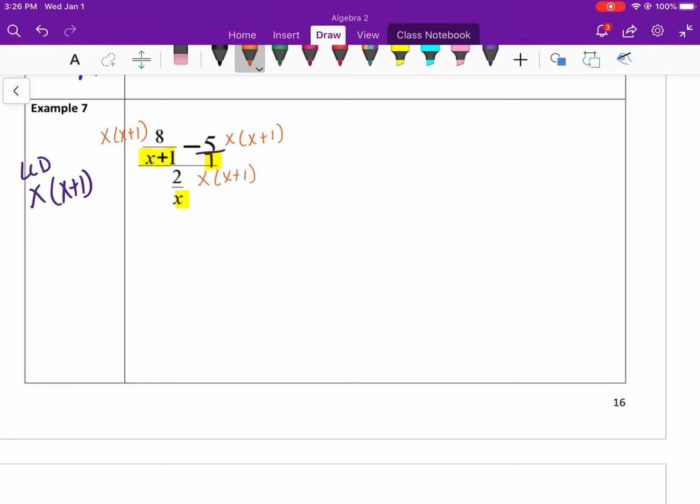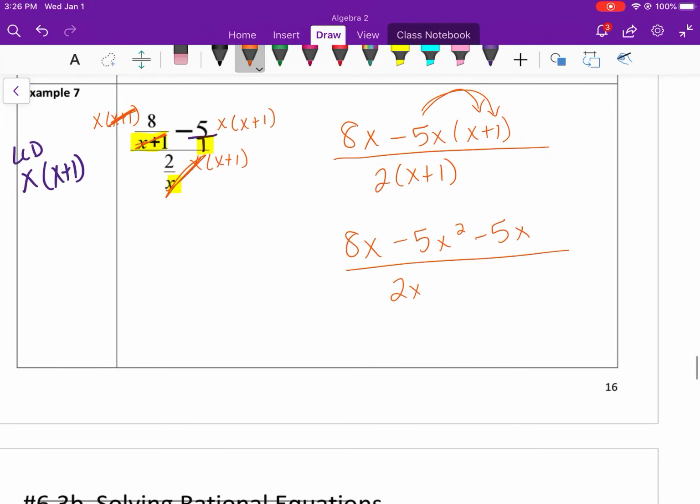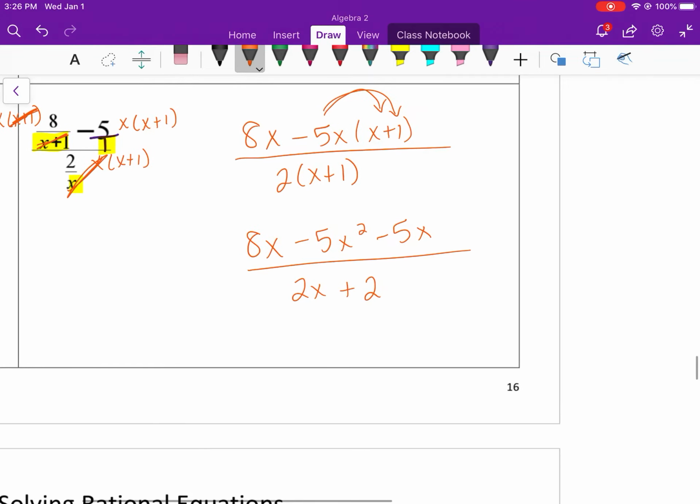And then the x plus 1's cancel here, so I'll get 8 times x minus, here nothing cancels, so you get 5x times x plus 1 over, here the x's cancel, so I get 2 times x plus 1. Multiply it out so you can combine like terms. On the top we'll get 8x, and then negative 5x times x is negative 5x squared. Negative 5x times 1 is negative 5x. And then distribute the 2 on bottom, get 2x plus 2. Probably could have left that 2 not distributed because I'll factor it back out anyway.